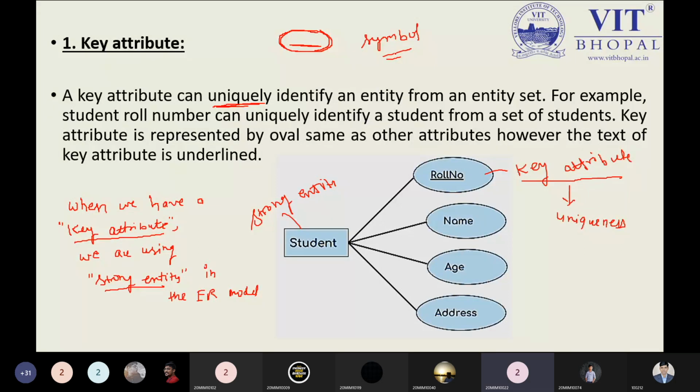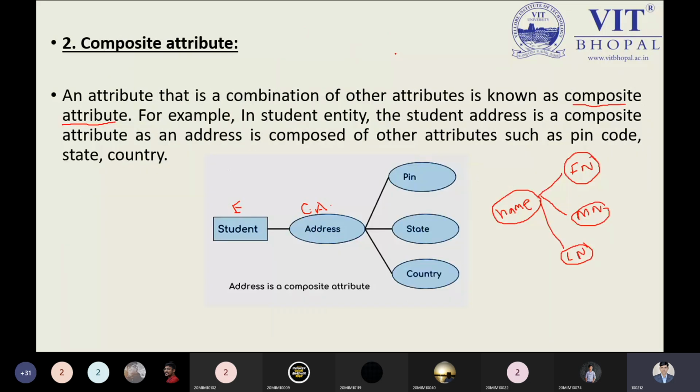Yes, sir. Okay, so how many attributes do we have? I am reminding you all once again: key attribute, composite, multi-valued, and derived. After seeing the key attribute, let me explain the composite attribute. A composite attribute is actually a combination of other attributes, so it is recognized as a composite or combined attribute.